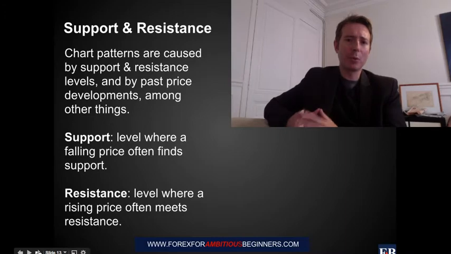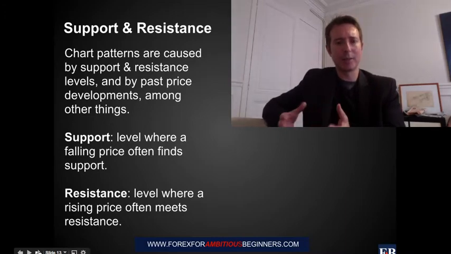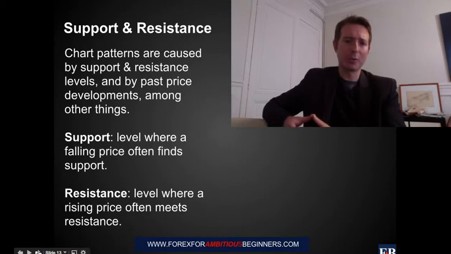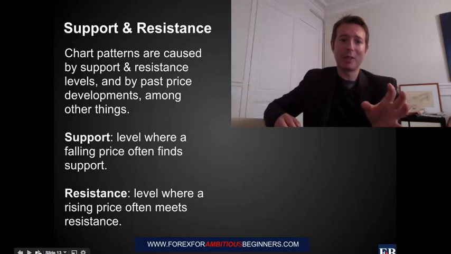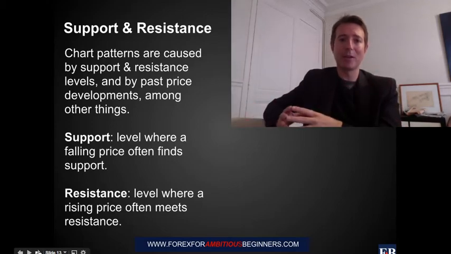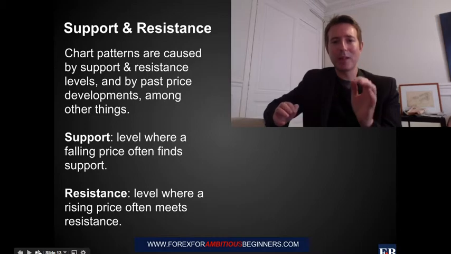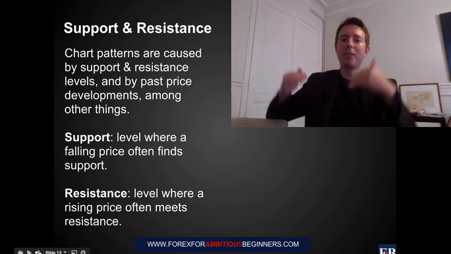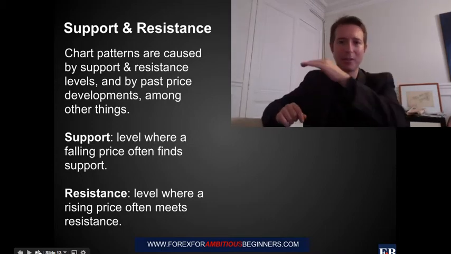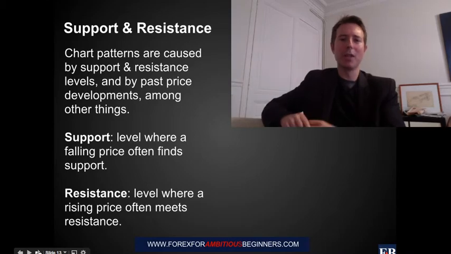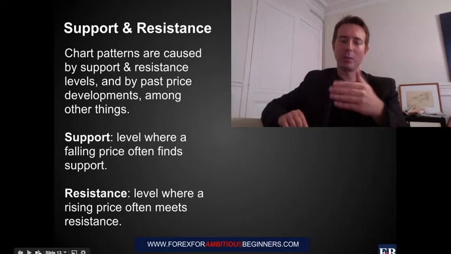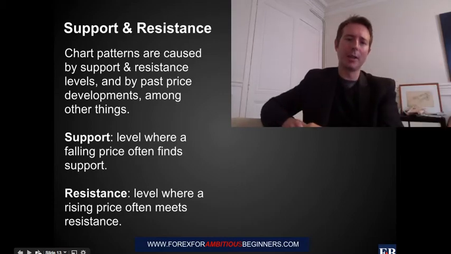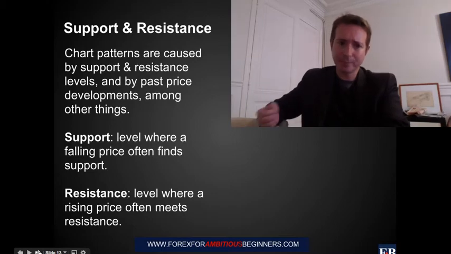Now, what plays an important part in prices in charts is support and resistance. You see, chart patterns are caused by support and resistance levels, and by past price movements, among other things. Support is a level where a falling price often finds support and has difficulty breaking through, and resistance is the other way around. It means it's a ceiling where prices have difficulty breaking through. These can be psychological barriers. They can be barriers that are based on something real, because it has been known to be a barrier before, but they have that effect.